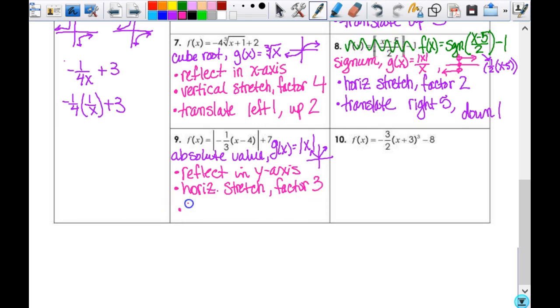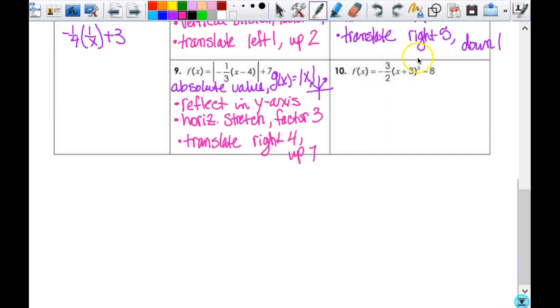And then I'm going to translate 4 up 7. We all good? Yes? Okay. So then this is what kind? Cubic. So g of x is equal to x cubed. And we've already done this one too, so we know it should look like this.